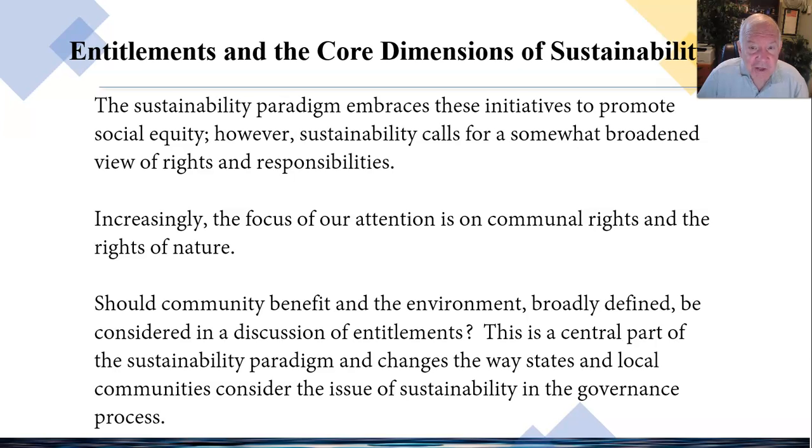However, sustainability calls for a somewhat broadened view of rights and responsibilities. Increasingly, the focus of our attention is on communal rights and the rights of nature. Should community benefits and the environment broadly defined be considered in a discussion of entitlements? This is a central part of the sustainability paradigm and changes the way states and local communities consider the issue of sustainability in the governance process.